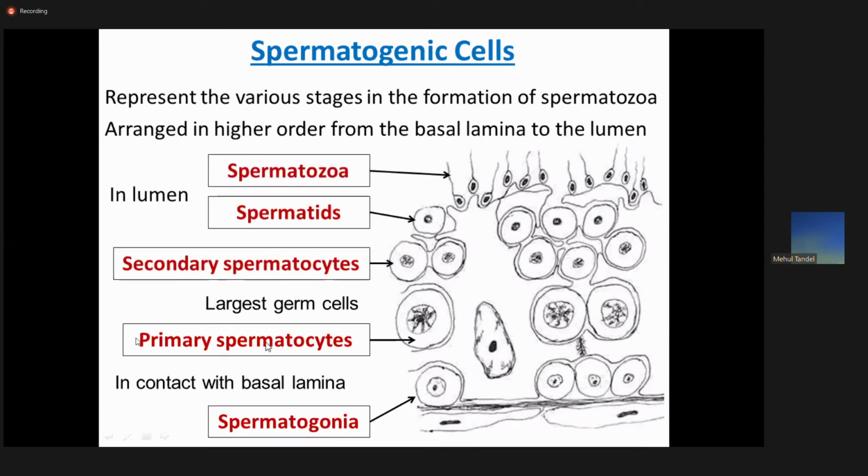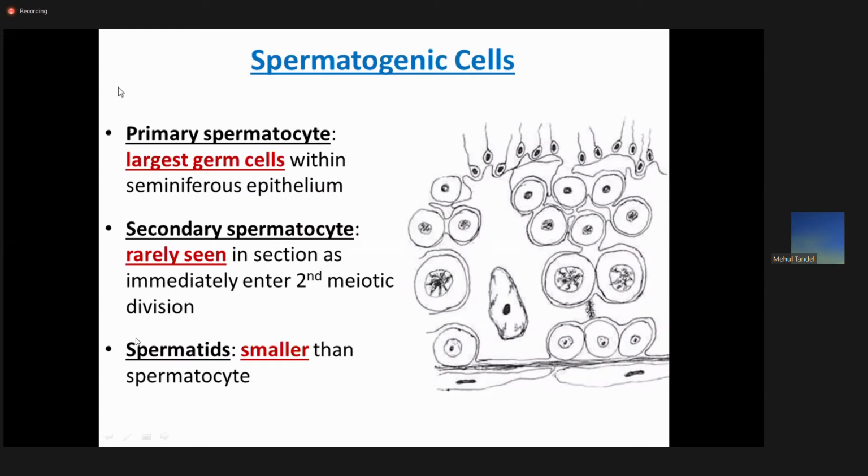So this is the arrangement of the spermatogenic cells from the basement membrane or basal lamina to the lumen in higher order. The spermatogonia is the most outside and spermatozoa is inside the lumen. Okay, so that is about the arrangement of spermatogenic cells.